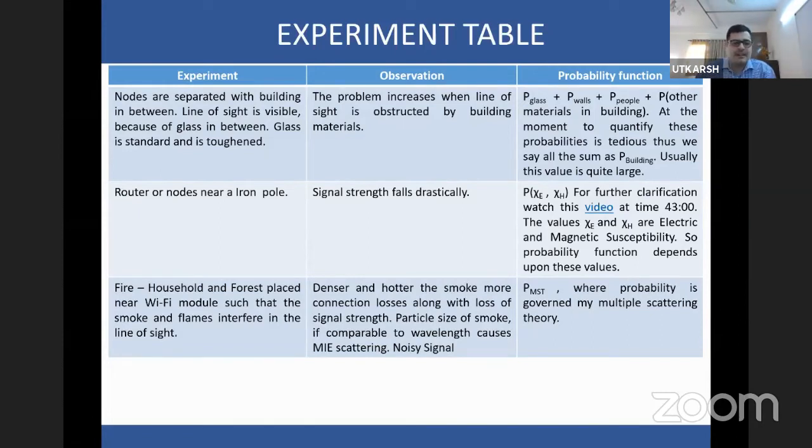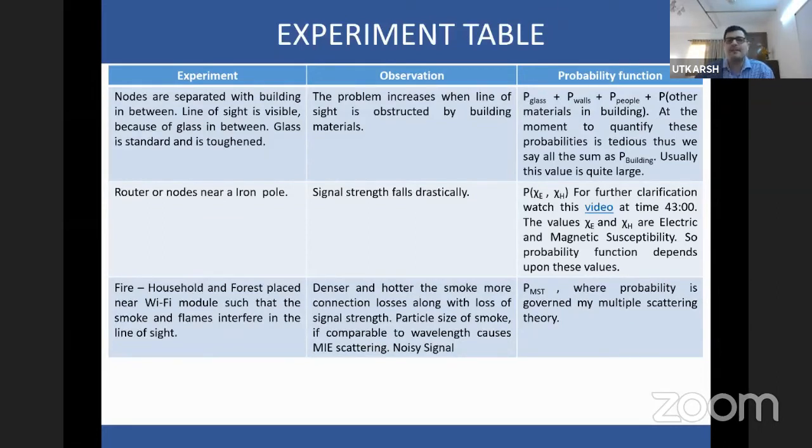The next experiment that we did is to place a fire, household and forest type, near Wi-Fi modules such that the smoke and flames interfere in the line of sight. Usually people are flying UAVs in forest fires to take images. So what is the probability that you can lose your communication? The denser and hotter the smoke, the more connection losses along with loss of signal strength. If the particle size of the smoke is comparable to the wavelength, it causes Mie scattering, and you will also have a noisy signal.